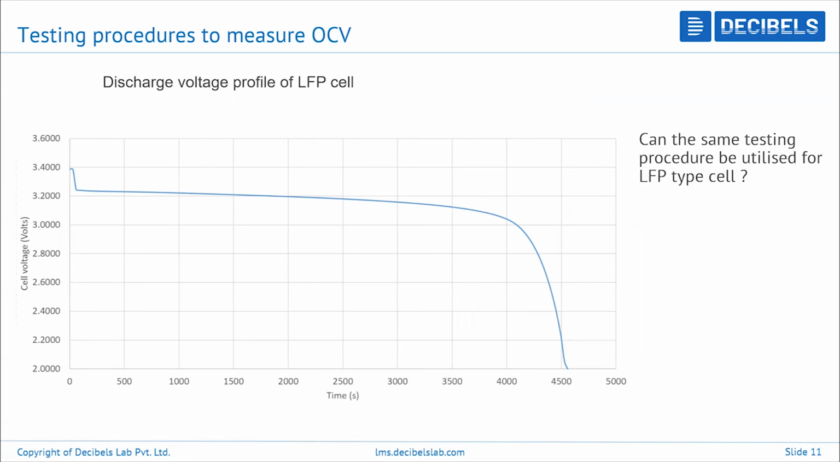So now I have a question to the audience. So far we have studied the voltage curve of an NMC type cell, that is nickel, manganese, and cobalt. Can I apply the same testing procedure and utilize it for an LFP type cell? So I request Sushmita ma'am, please do share the second set of poll questions so that the audience is able to put in their opinions on this. And once we are done with this, we can wrap this part up and then move on to the hands-on.